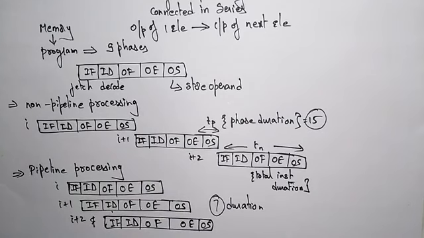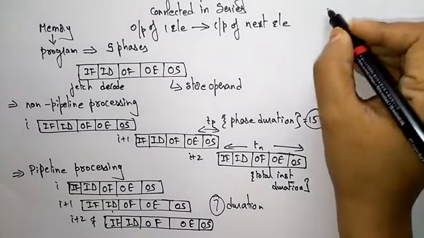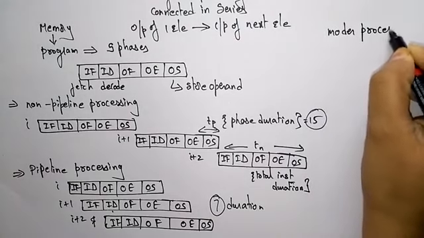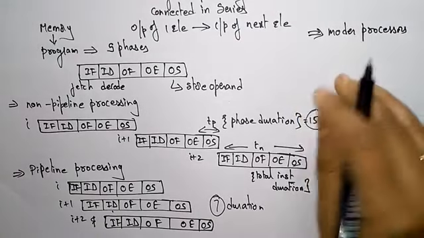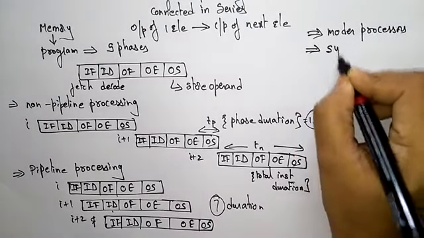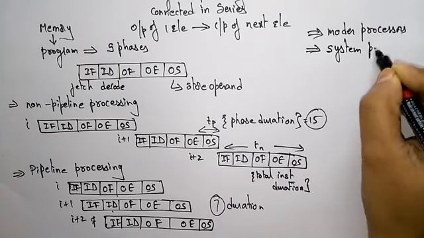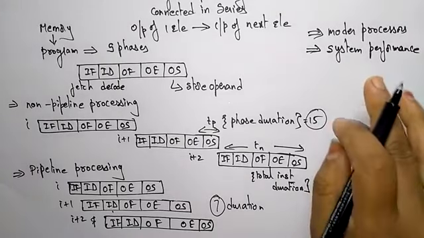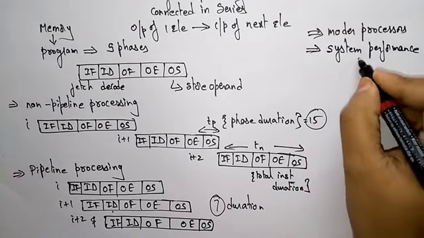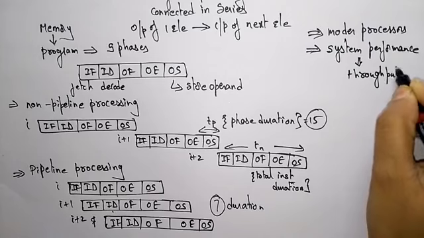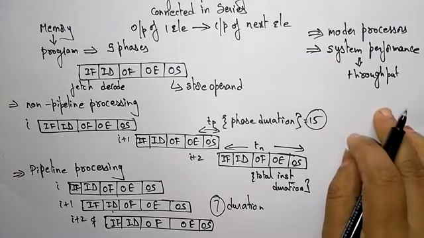Okay, so pipelining is widely used in modern processors. It also improves the system performance. The pipelining processor is used to increase the system performance, so we go for the pipelining process. The system performance will be increased in the form of throughput. Throughput is nothing but the number of works done in a given time.